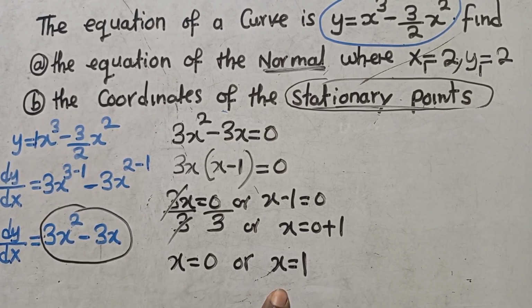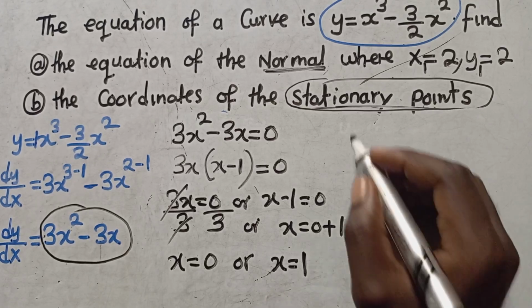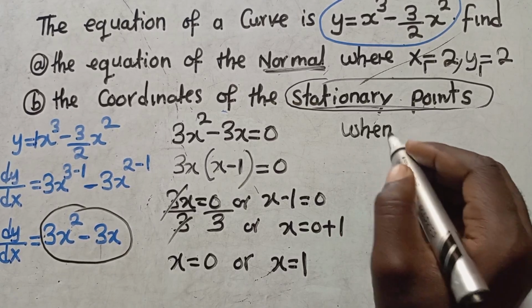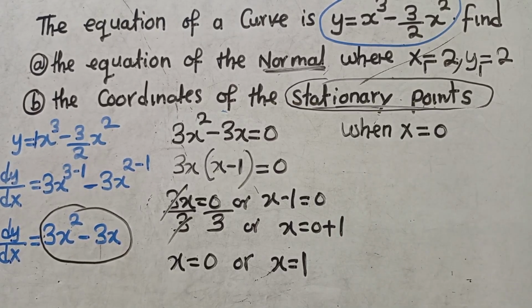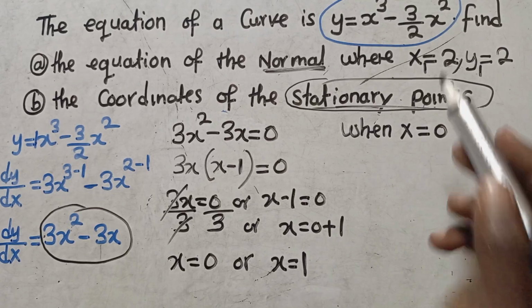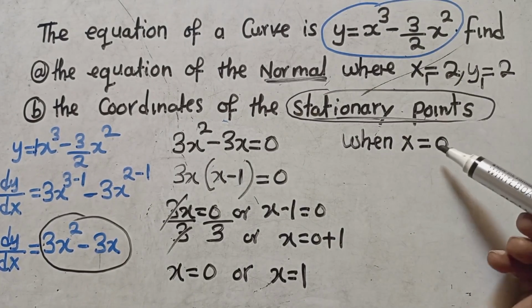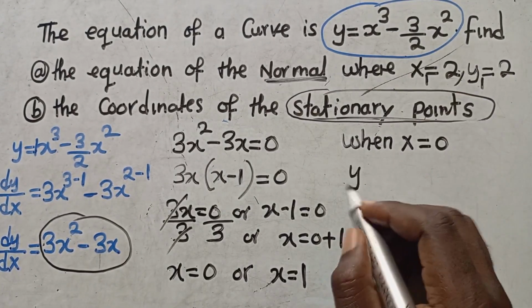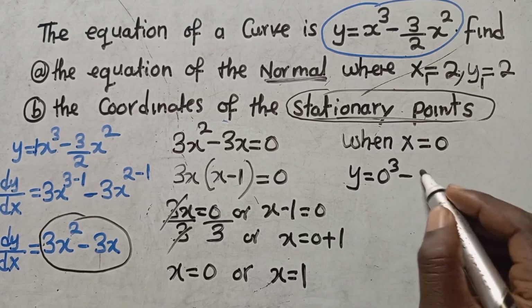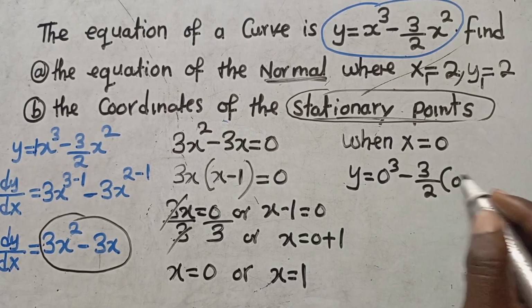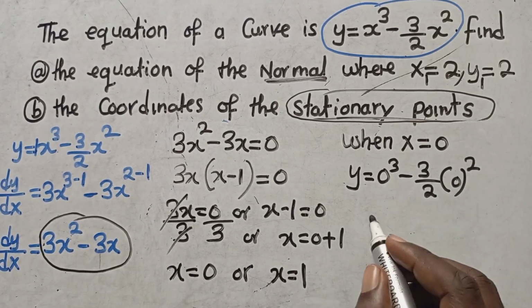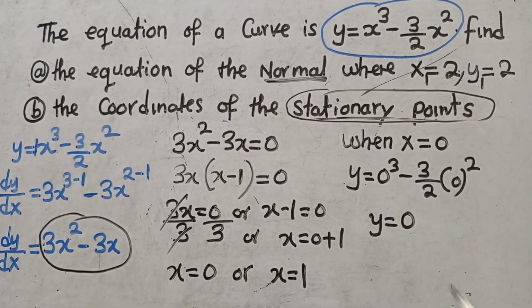After finding these answers, the next thing I need to do is, when x is equal to 0, what answer am I getting? You use the original equation, and where there is x, put a 0. So y is equal to 0 cubed minus 3 over 2 multiplied by 0 squared. You are just going to get a 0. So the first coordinate is 0, 0.